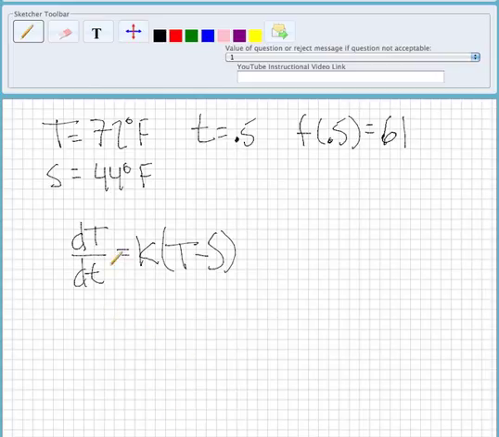So to do that, what we want to do is take the integral of both sides. So what we get on this side is f of t, and the integral of this in terms of t is just going to be k times t minus s, and then t right here. And this is time, and this is the original temperature.